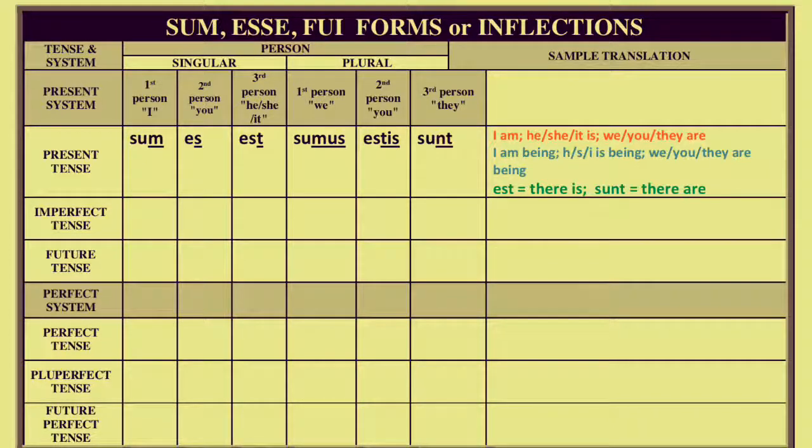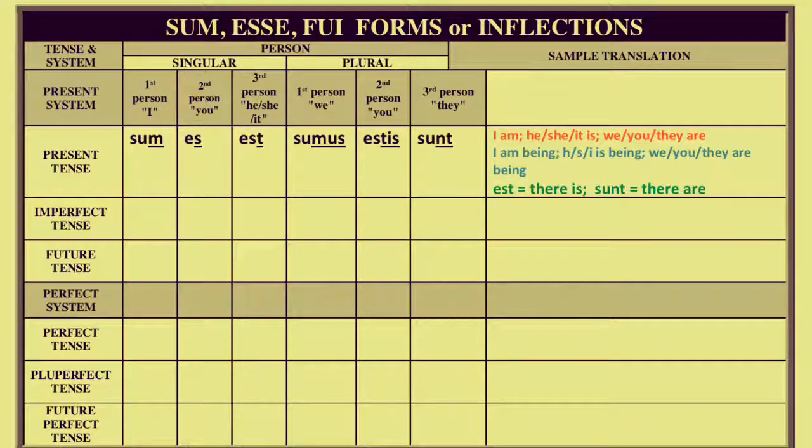Sumus, we are, or we are being. Estis, you all are, or you all are being. And sunt, they are, or they are being. Please note that if you see the word est, E-S-T, or sunt, S-U-N-T, in a sentence, you may also translate them there is for est and there are for sunt.